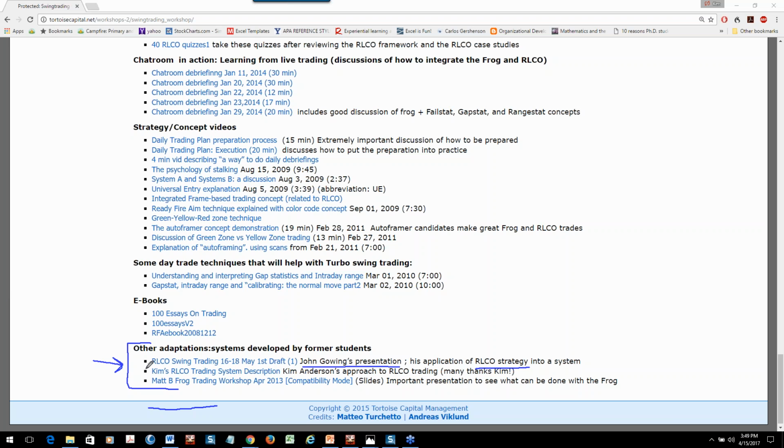The next one, Kim's RLCO trading description, is Kim Anderson's approach. She's a trading goddess, and she has specialized in one of the patterns that we call now pattern 6, the Anderson regression line stretch. And this is the way that she has internalized the RLCO system, and a lot of folks have found that to be sensible, and it resonates with them and sort of gives you confidence that you can take this material and shape it into a way that fits inside your belief systems and your execution ability.